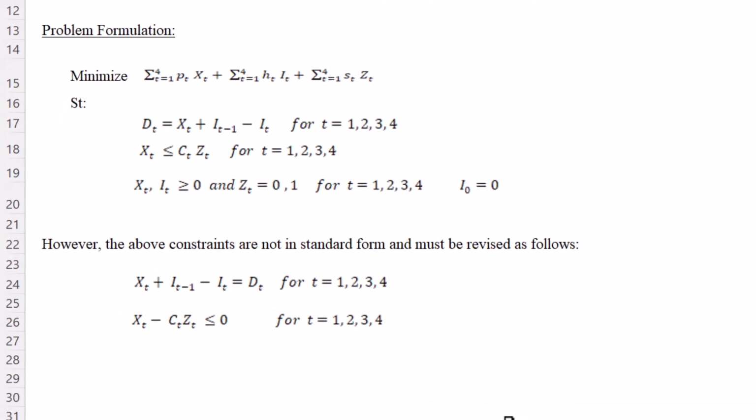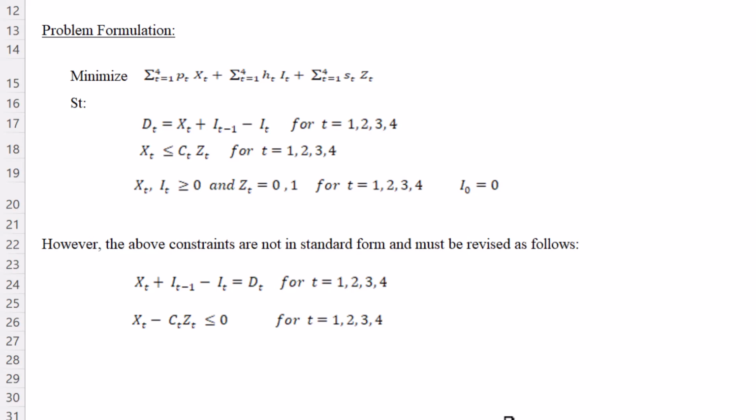As we can see, constraint set number 1, which are the demand constraints, the constant is on the left hand side, the variable is on the right hand side. So we have to interchange them and make sure that the variables are on the left hand side, the constraint, and the constant is on the right hand side. So we rewrite that as x of t plus I sub t minus 1 minus I sub t is equal to dt for t equal to 1, 2, 3, 4.